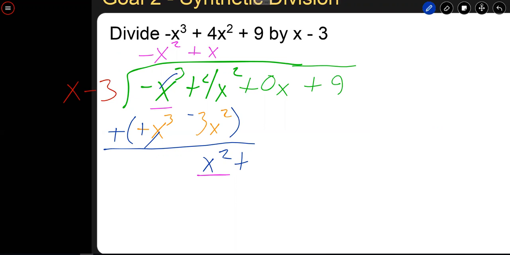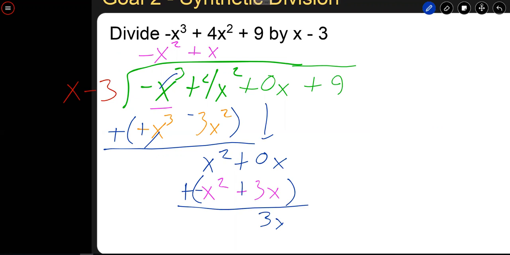No real harm. It's really a 0x there. Hasn't affected anything. I caught it in time. But now if I multiply through, I get x squared minus 3x. And again, I'm going to subtract. This becomes negative. This becomes positive. And finally, I'm going to bring down the 9.